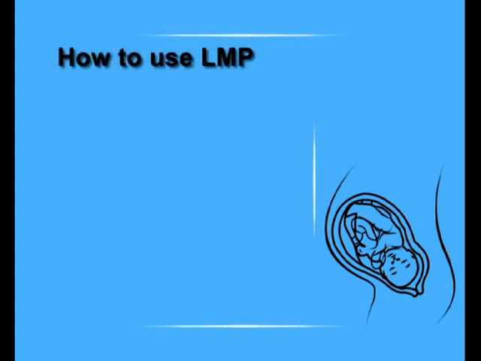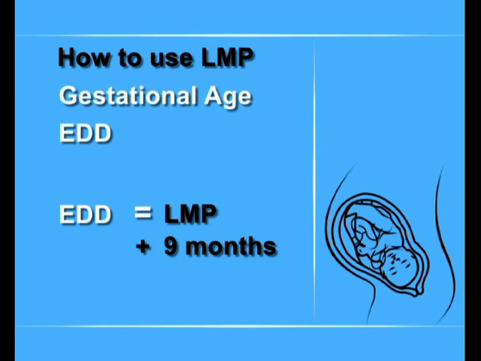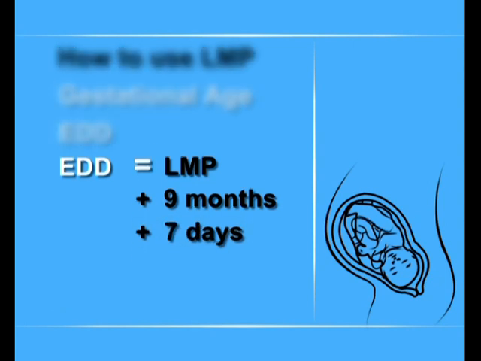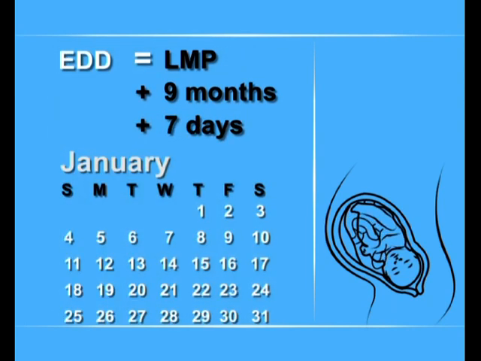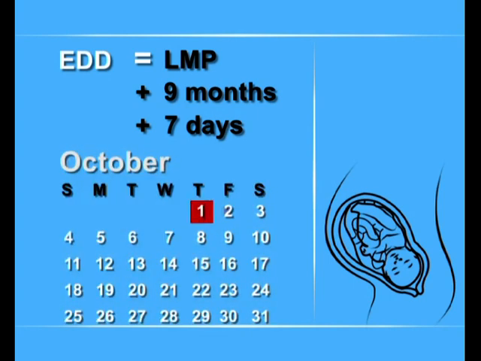LMP is used to determine the age of the fetus or the gestational age and to fix the expected date of delivery or EDD. For a pregnant woman with an otherwise normal period cycle, the LMP formula is simple. EDD equals LMP plus 9 months plus 7 days. For example, if a woman's LMP is the 1st of January, then her EDD would be 1st October plus 7 days, that is 8th October.